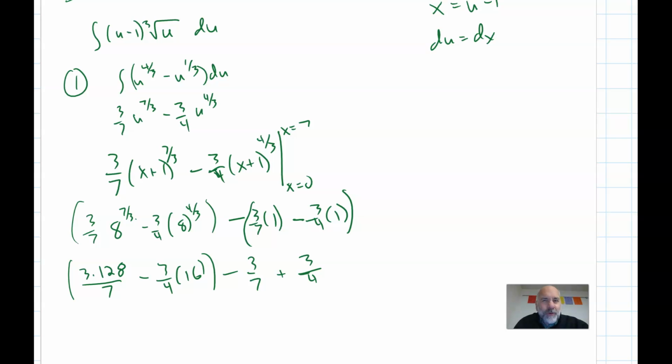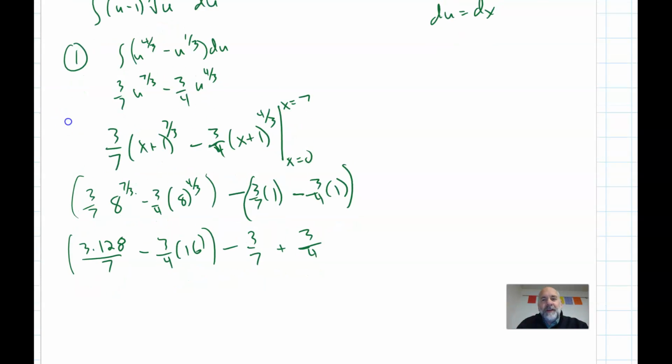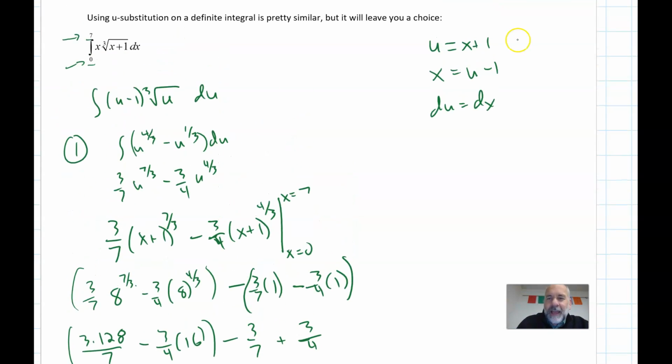Often there'll be a multiple choice question where they'll ask about it. What they'll say is, instead, let's just stay in the U world. Let's go from the X world to the U world and transfer everything into U stuff. So when I go back to my substitution, I say U is equal to X plus 1. So we start with X equal to 0. When X equals 0, U is X plus 1, so U is 1.